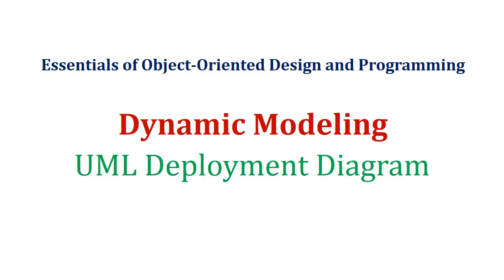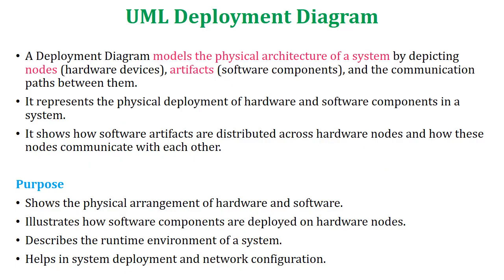One of the UML models is the Deployment Diagram. The deployment diagram models the physical architecture of the system by depicting the nodes, that is the hardware devices, and artifacts, that is software components, and the communication paths between them. It represents the physical deployment of the hardware and software components in a system. It shows how the software artifacts are distributed across the hardware nodes and how these nodes communicate with each other.